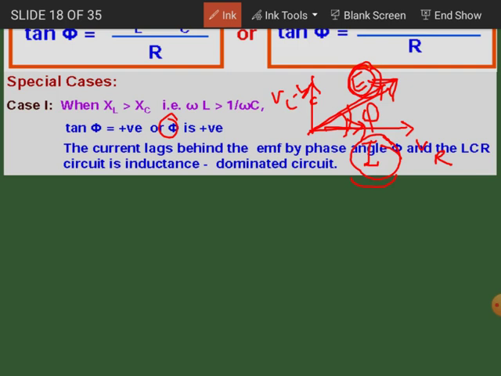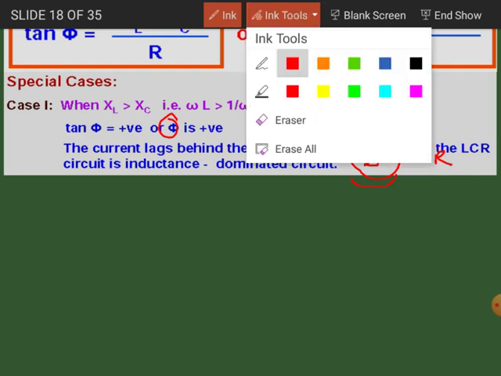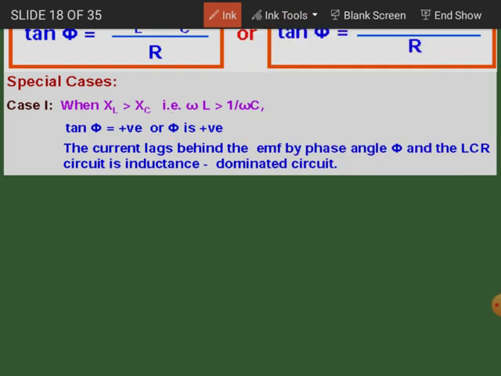If the current lags behind the instantaneous EMF, it means that the circuit is inductance dominant. Got it? And moreover, the nature of the circuit will be just like inductive. So we call this type of circuit an inductance dominated circuit. Got it?